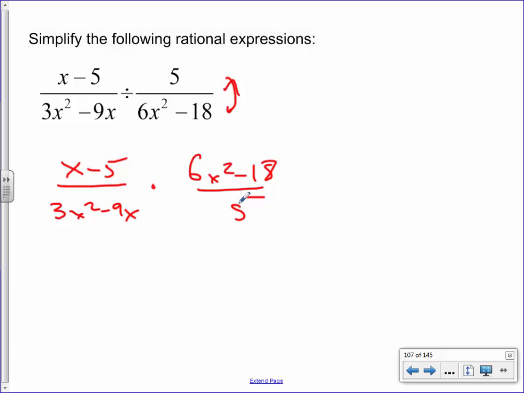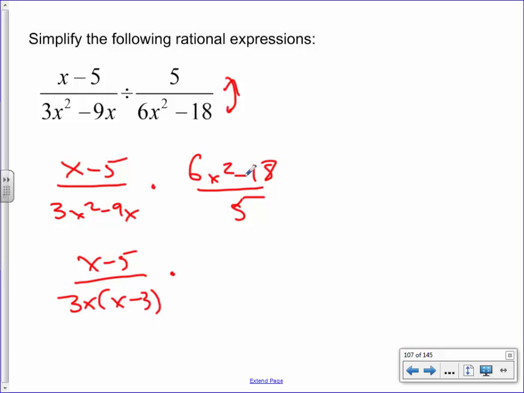So, wait for the opportune moment. There's a 5 here, there's a 5 here, but those don't cancel. The opportune moment is once we've factored everything. So x minus 5 can't factor. What about down here, though? Yeah, you can pull out a 3x. It leaves you with x minus 3.